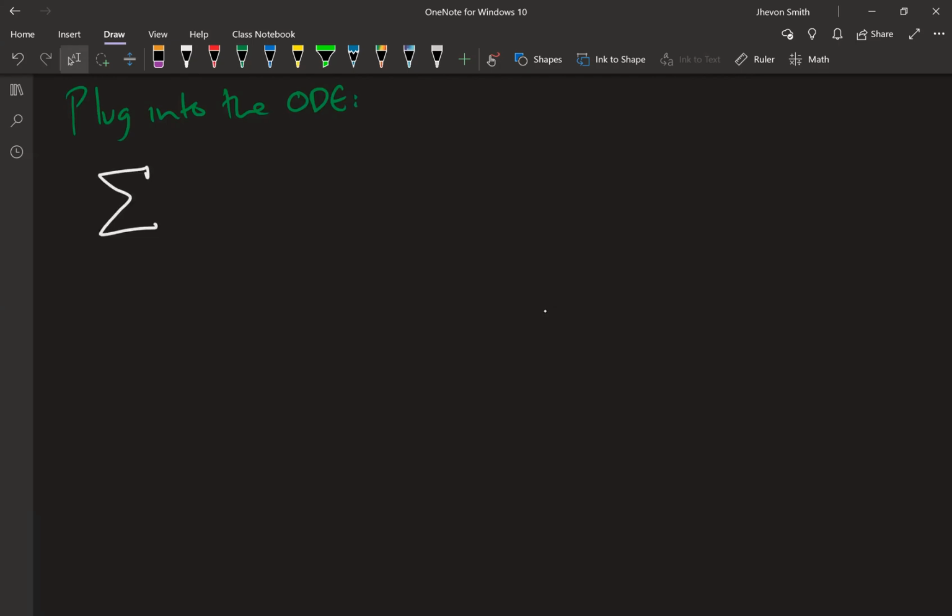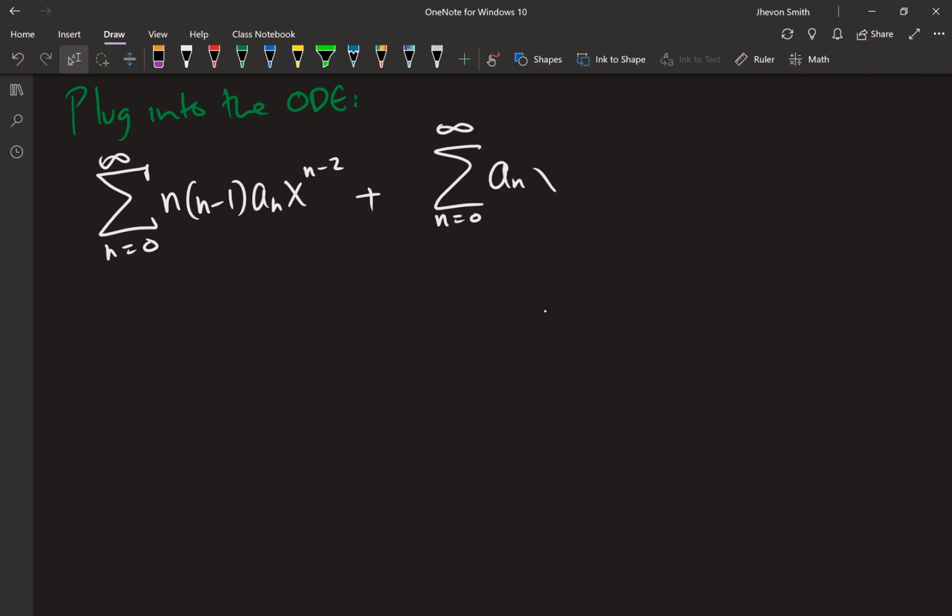So this here is the series n equals 0 to infinity, n times n minus 1, a n, x to the n minus 2, plus the series, n goes from 0 to infinity, of a n x to the n. This is equal to 0, which, by the way, I can think of as the series of 0 x to the n. That's going to be important for later when I want to match up coefficients, right? I can just think of it as an infinite sum of zeros.